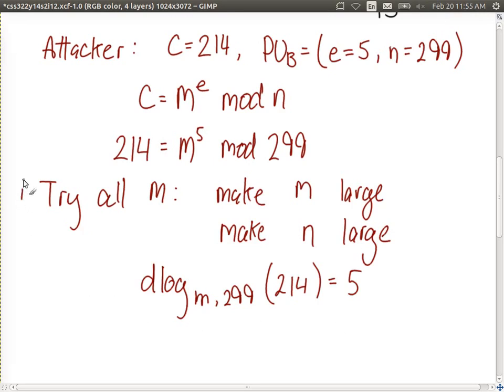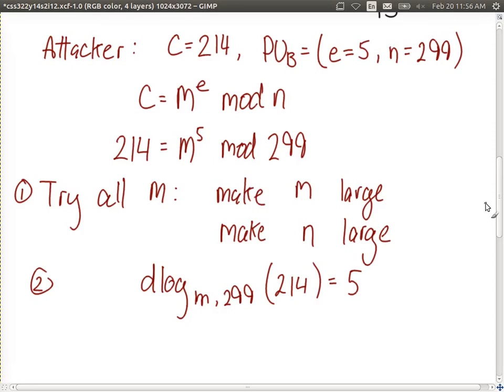So step 1 for the attacker, try all M. Step 2, have some algorithm to solve a discrete log, and that's not possible, again, if n and m are large. So finding m directly from that equation, if we have the appropriate size values, is impossible in RSA. What else can we do as the attacker? Maybe another approach.